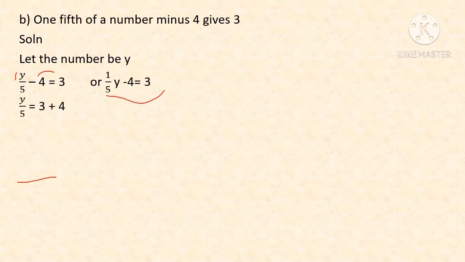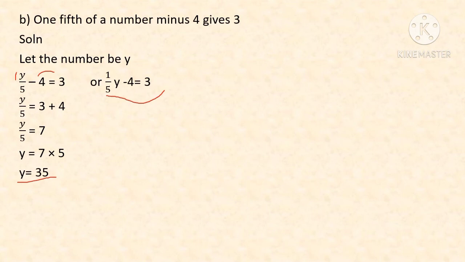So any one we can follow. So y by 5 equal to this minus 4, when you bring to the right hand side it becomes plus 4, right? So 3 plus 4. y by 5 equal to 7. Now this 5 is in the denominator. When you bring to the right hand side it comes in the numerator. Look at here, y is equal to 7 into 5. 7 5s are 35. y is equal to 35.